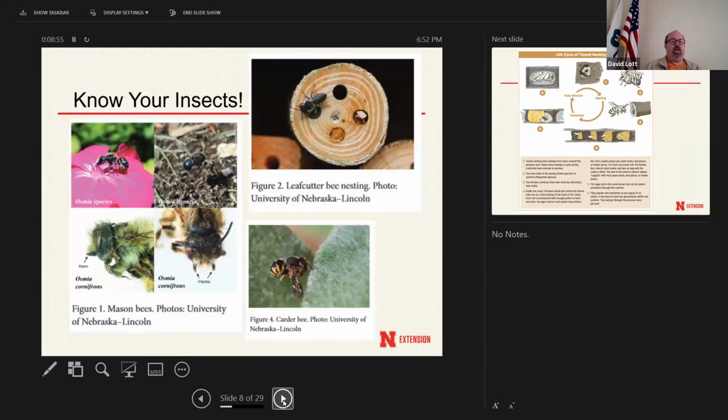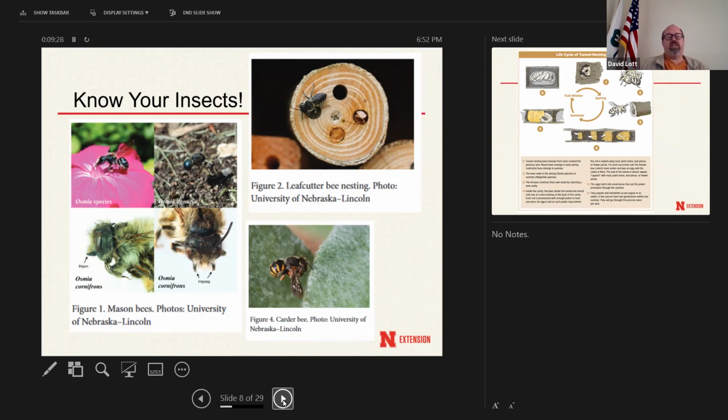Here's some pictures of our common friends here. So we have on the left side of our screen, this is the leaf cutter, or these are the mason bees. So they're metallic in color. They are a little bit different. They're not as big as a honeybee. They have that bluish color to them. They're quite interesting. They have horns. So you see the little horns out there by their mandibles and their mouth parts and their eyes. So they are very helpful.